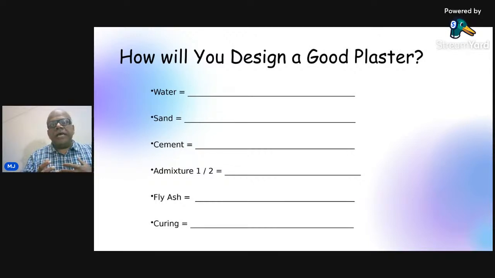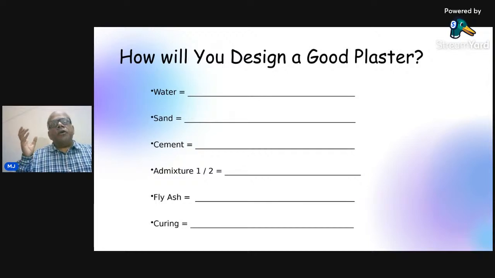Then you also need admixtures. So you can use certain admixtures. Polymers give a lot of bonding, and you see all the ready mix plaster. My company also produces a lot of ready mix plaster and mortar, and polymer plays such a crucial role. Since we started supplying polymer based jointing mortar and polymer based plaster, the complaints have completely gone.